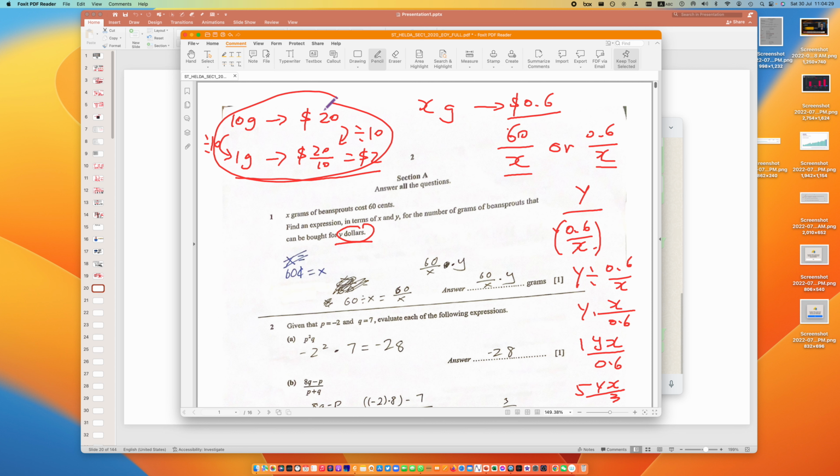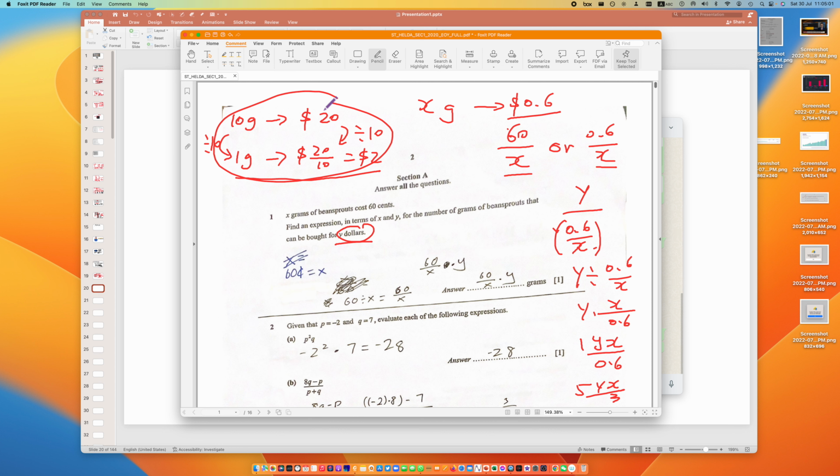Actually, a lot of students don't know whether they should take this one divided by this, or this one divided by this. Sometimes I get confused also. But how should I avoid getting confused? By putting an example. What example? A simple example. Once you get this example out, you know that I should take dollar divided by the gram.